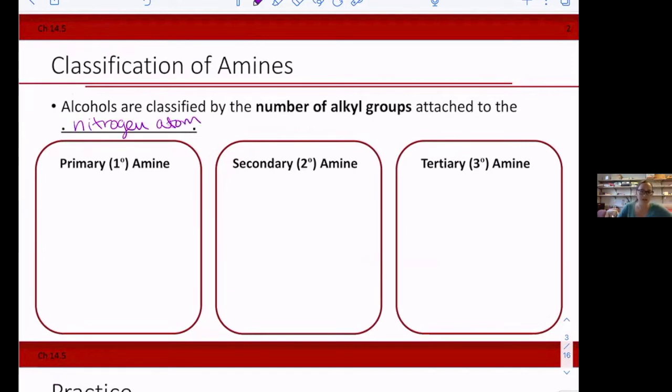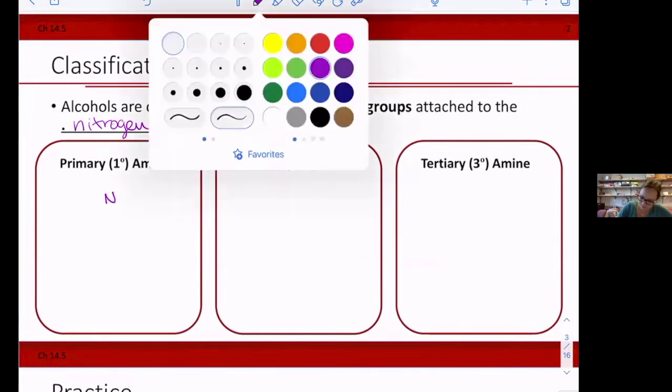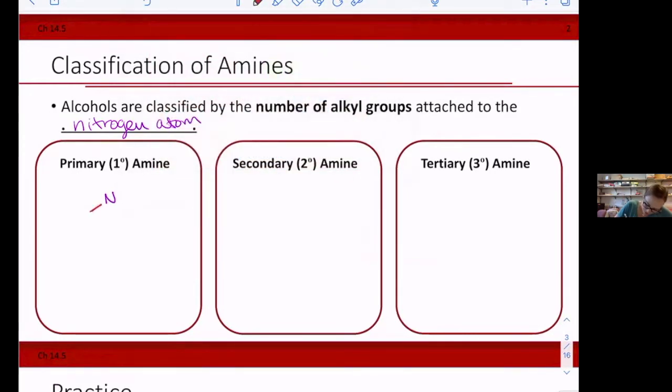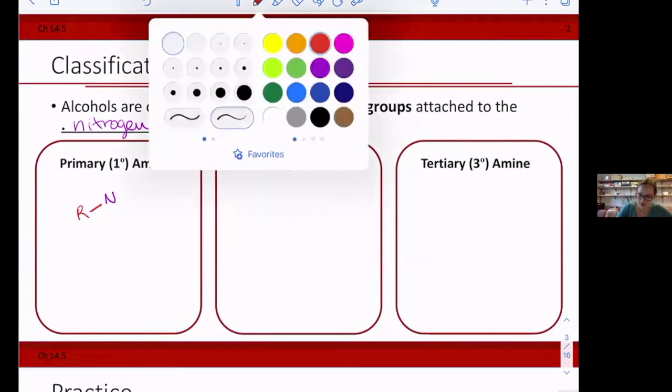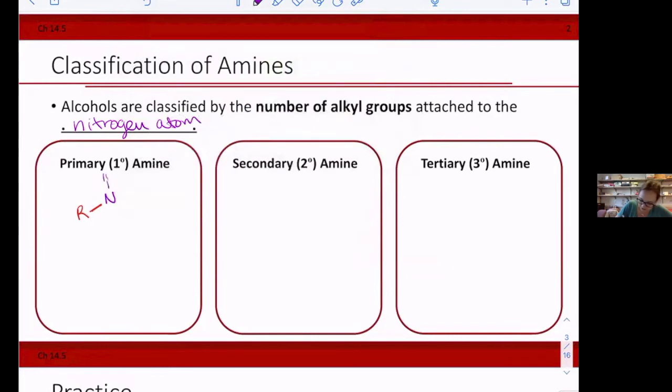So for example, if we have a primary amine, we're going to have 1 R group, which stands for something that's carbon-based, and then we'll have 2 hydrogens on it. So we have 1 carbon group on it, therefore it's a primary amine. Some examples of this are things like NH2 with a methyl group on it, or ethyl NH2.